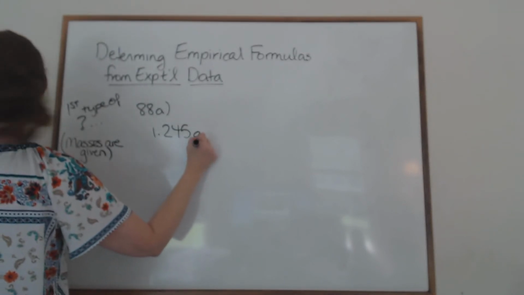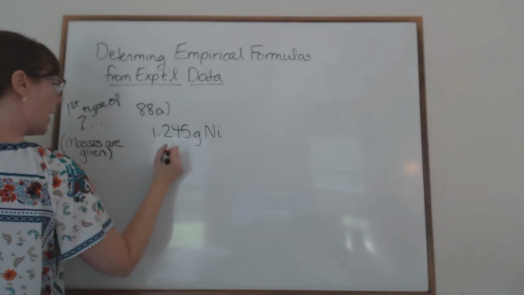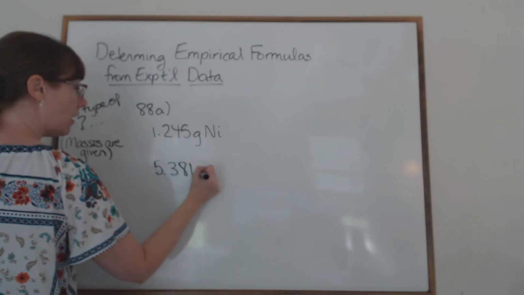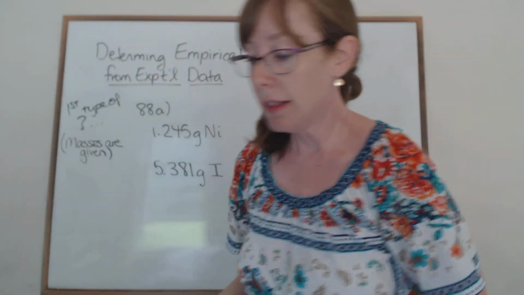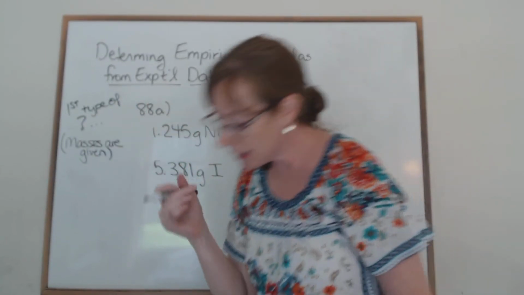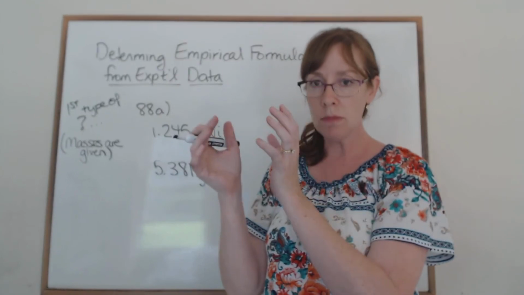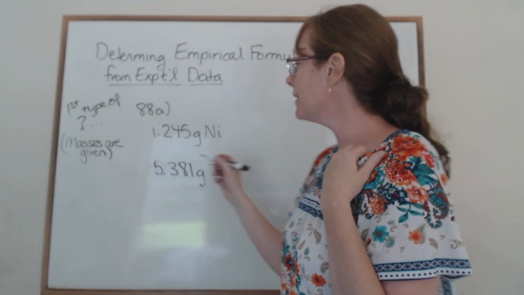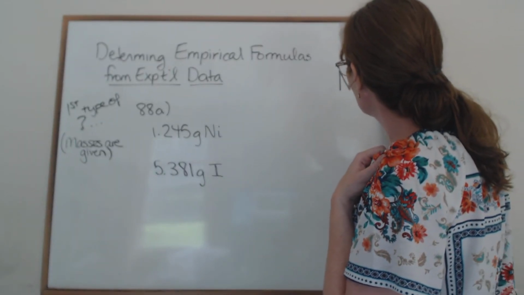1.245 grams of nickel and 5.381 grams of iodine. So basically, the compound that the scientists decomposed had nickel and iodine in it. But we don't know how many nickels, how many iodines. The question is asking us to figure out what the subscripts are in the empirical formula.